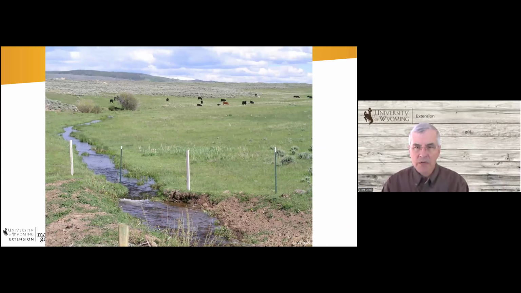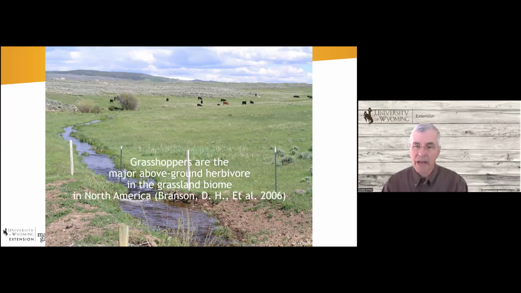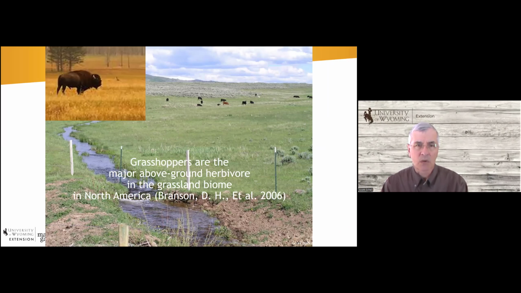One thing about grasshoppers, and probably a problem, is that we lump them all together. There are many species of grasshoppers, but one thing about them is they're ubiquitous, and they are the major above ground herbivore in the grassland biome. When you think of the grassland, you think of maybe cattle or bison, but on every square yard of rangeland, grass, pasture, any area that is not cultivated, you're probably going to find a grasshopper, at least one or two.